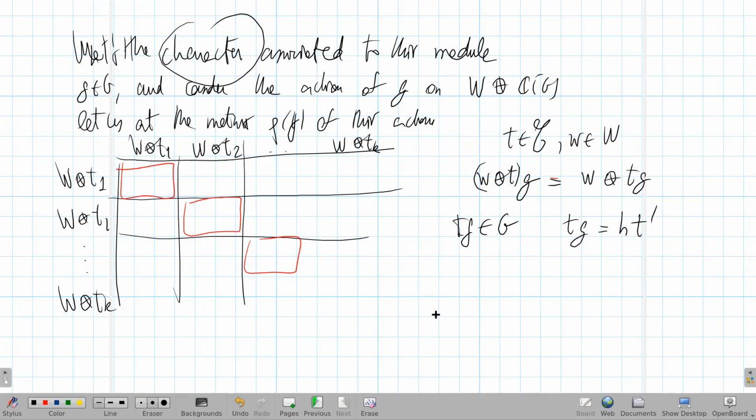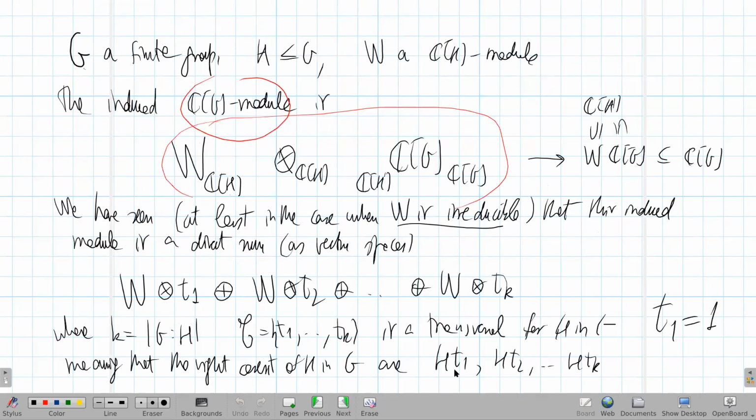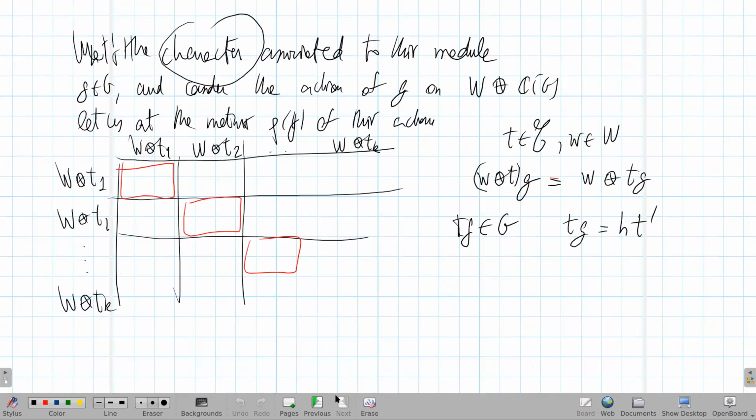So this TG is an element of G, so it's an element of one of these cosets. Suppose it's the element of the coset HT prime, for some T prime in T and H in H. Then let's continue from here. W times TG is W times H T prime.